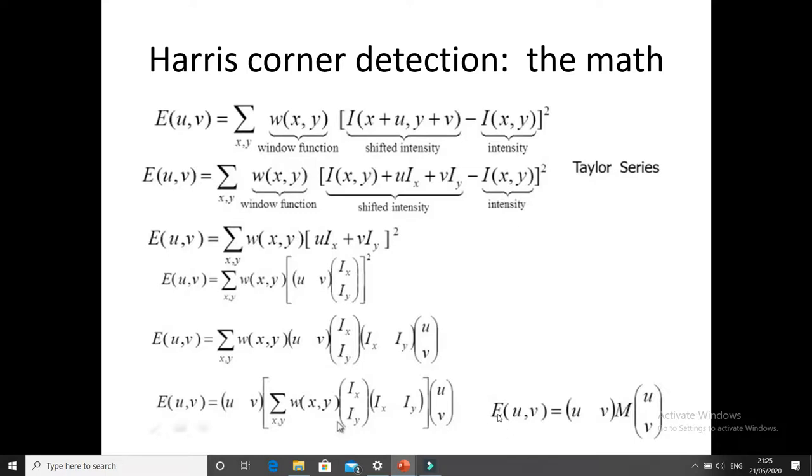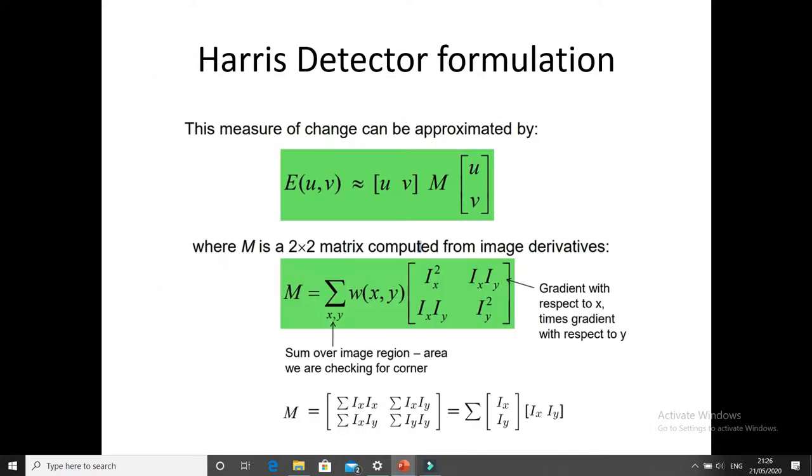So finally, the term w(x,y) times [Ix Iy] transpose times [Ix Iy] can be written as M, which we call the second moment matrix. This M represents the sum of w(x,y) times [Ix Iy] transpose [Ix Iy]. And thus we can measure the changes here. The measure of change, E(u,v), or we can say the error value, can be approximated by this expression.